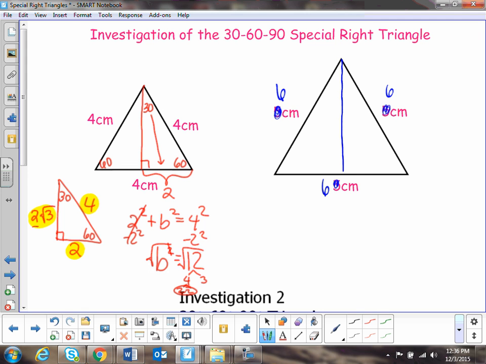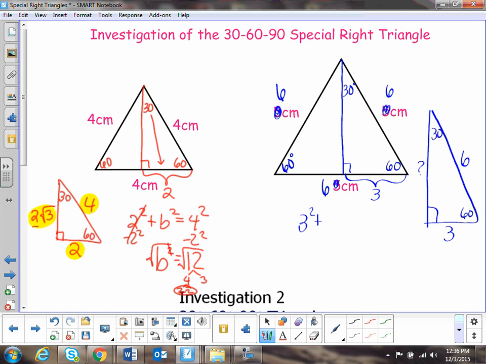So I'm going to drop an altitude down. This is 60 because it's an equilateral triangle. That makes that 30. This leg is going to be 3. And then that's 6. So again, drawing this special triangle, that's 3, that's 6, 60 degrees, 30 degrees. So the short leg again is still half of the hypotenuse. Let's go ahead and investigate the long leg, this one over here.